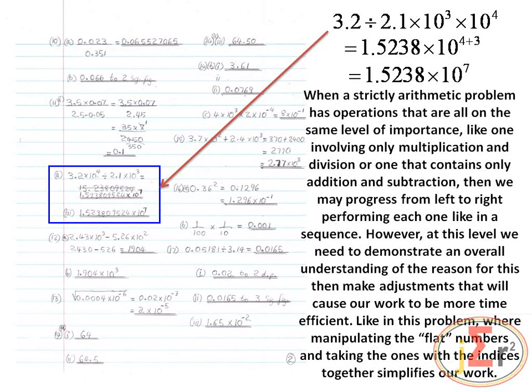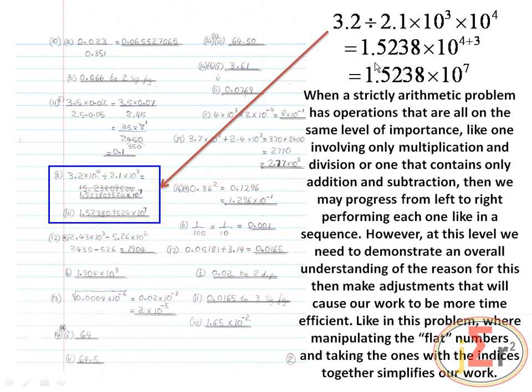However, at this level, we need to demonstrate an overall understanding of the reason for this. Then, make adjustments that will cause our work to be more time efficient. Like in this problem, where multiplying the quote-unquote flat numbers, we take the flat numbers together, and we take the ones that include indices together, simplifying our work. So in this particular case, we just have multiplication and division.